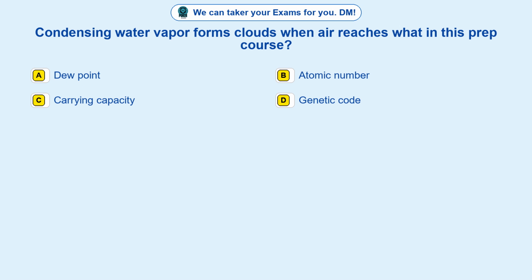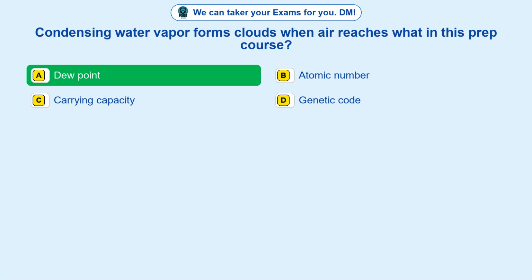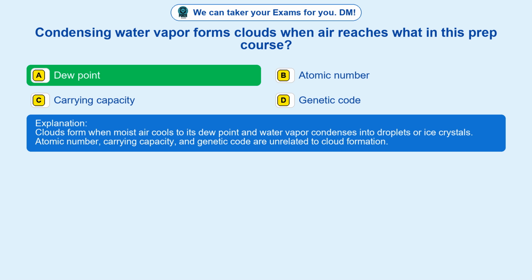Question 99. Condensing water vapor forms clouds when air reaches what in this prep course? Option A, dew point. Option B, atomic number. Option C, carrying capacity. Option D, genetic code. The correct answer is option A. Dew point. Clouds form when moist air cools to its dew point and water vapor condenses into droplets or ice crystals. Atomic number, carrying capacity, and genetic code are unrelated to cloud formation.